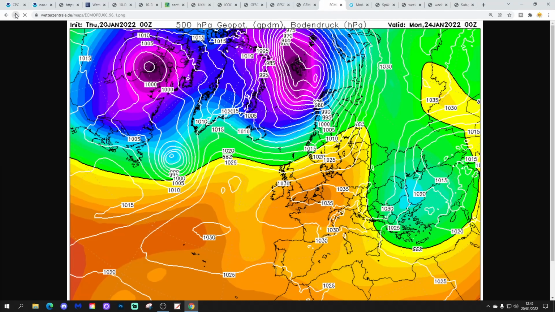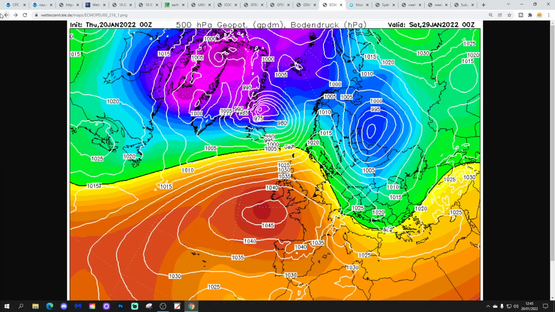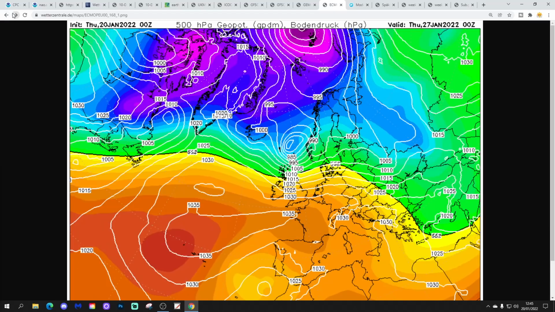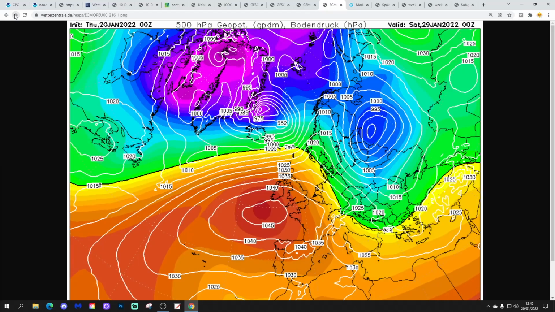And then the ECM looks like that. So a little bit more unsettled there. Around Thursday next week, properly wet and windy for Scotland. Still relatively high pressure though down in the south, you'll notice.